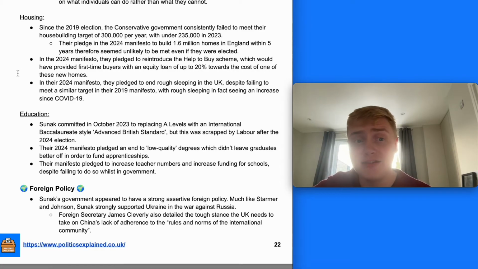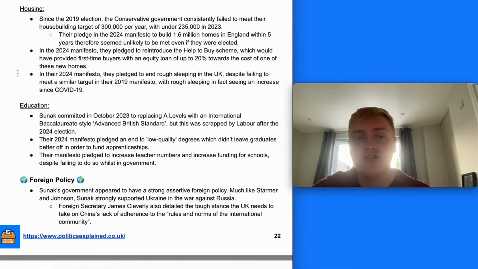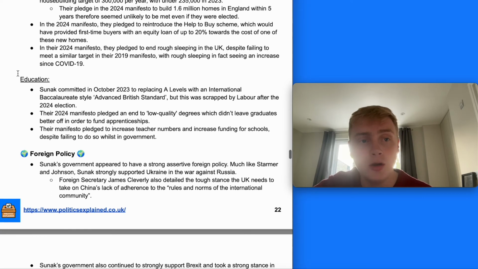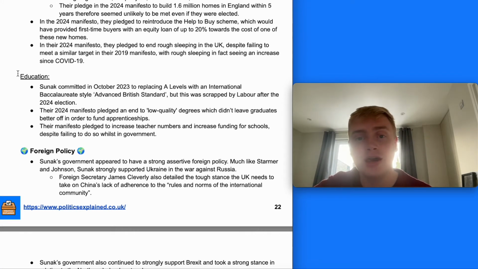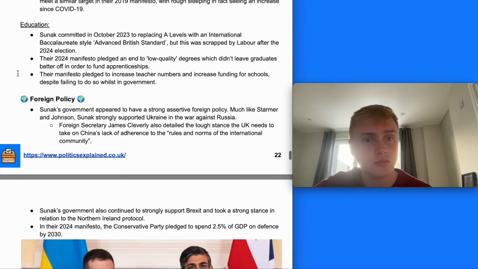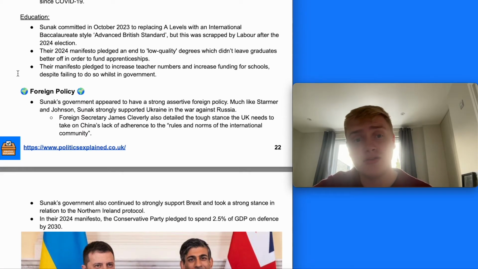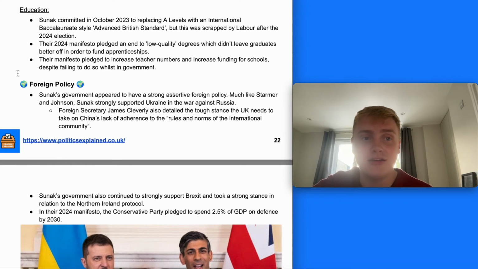In the 2024 manifesto, again, you see Thatcherism coming through. They pledged to reintroduce the Help to Buy scheme, which provided first-time buyers with an equity loan of up to 20% towards the cost of one of these new homes, and pledged to end rough sleeping in the UK, despite failing to meet a similar target in their 2019 manifesto, with rough sleeping in fact seeing an increase since COVID-19. On education, in October 2023, Sunak pledged to replace A-levels, but it's of course been scrapped by Labour, and the 2024 manifesto pledged an end to low-quality degrees, which didn't leave graduates better off, in order to fund apprenticeships.